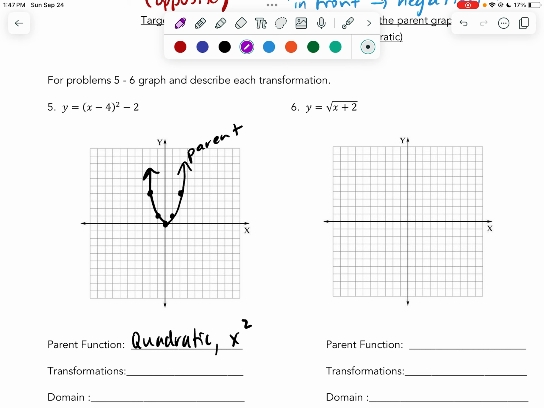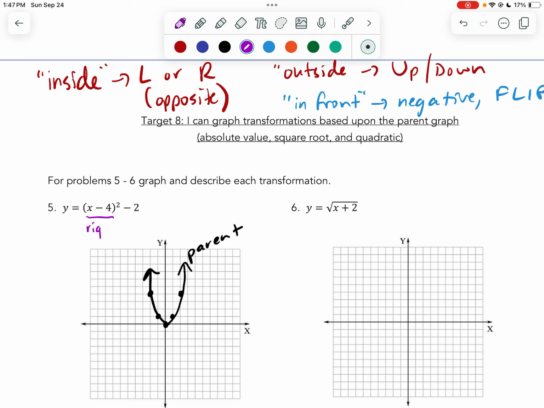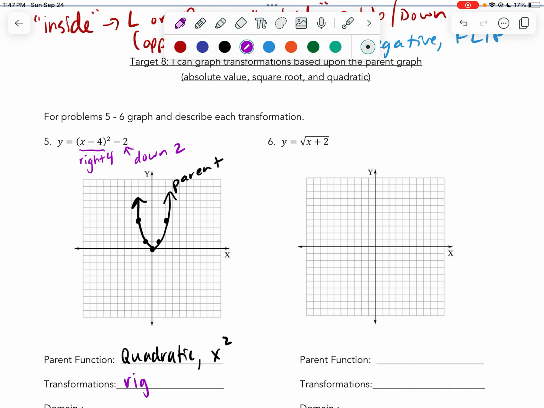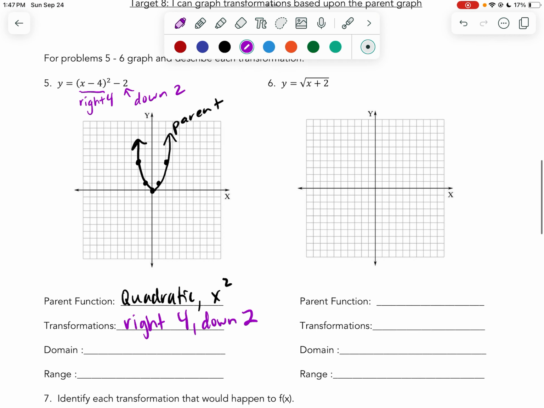Okay, transformations now. So the -4, that's inside. Inside tells me left or right. Do the opposite. So this would mean right 4. And then anything on the outside, that would mean down 2. So this graph, we would say right 4, down 2. Okay, so I want to take that graph and I want to move every point right 4, down 2. So it'll end up looking like this. I just moved every point right 4, down 2. That's my final.